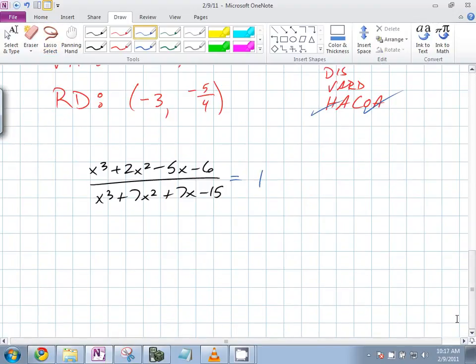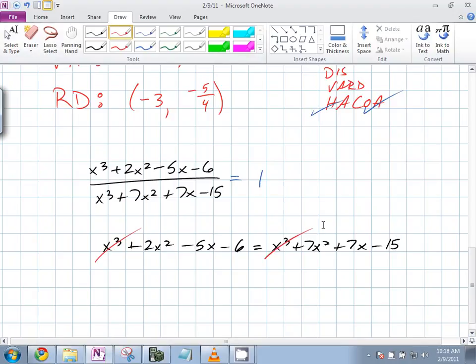You multiply both sides by something. Yeah, cross multiply. Multiply by the denominator. So you get x cubed plus 2x squared minus 5x minus 6 is equal to x cubed plus 7x squared plus 7x minus... what cancels? X cubed. Now what do we do? Combine like terms. Let's put everything over on the right. So you end up with 0 equals 5x squared plus 12x minus 9. That's a quadratic.